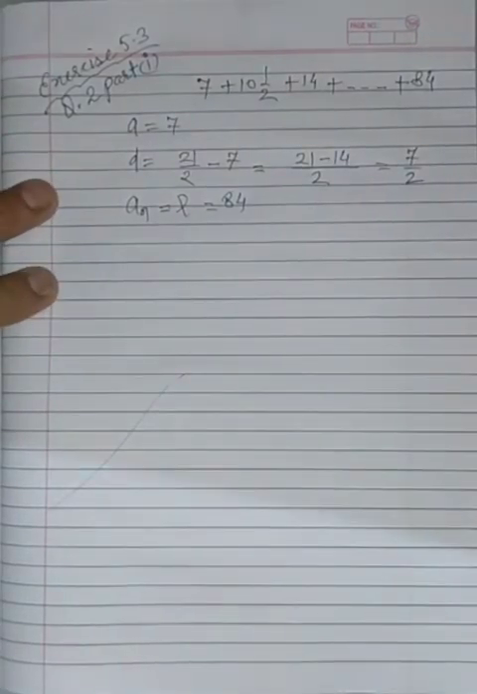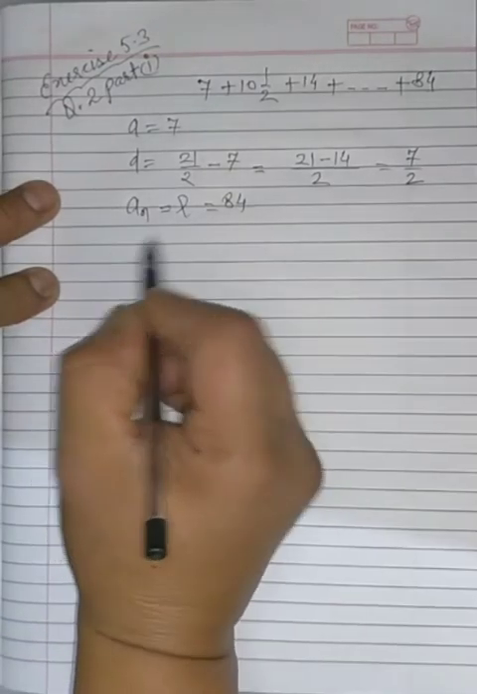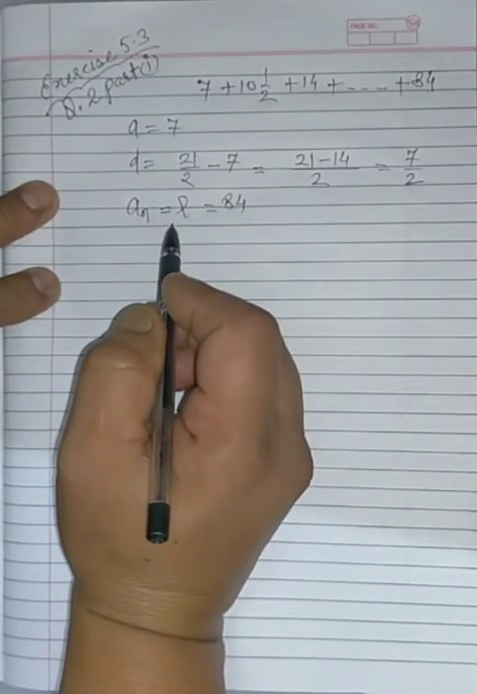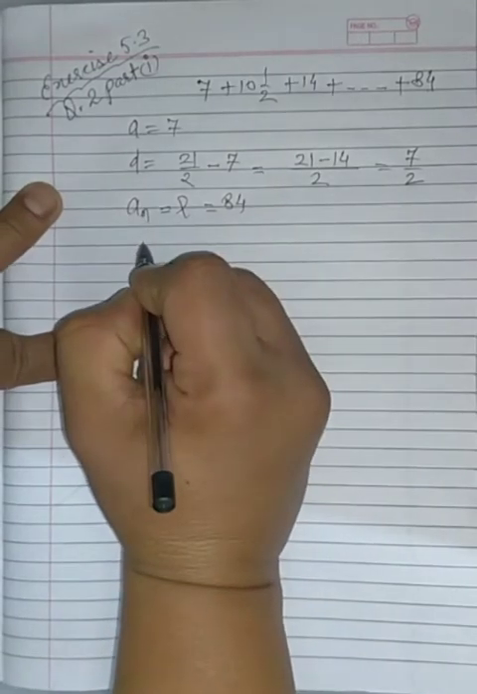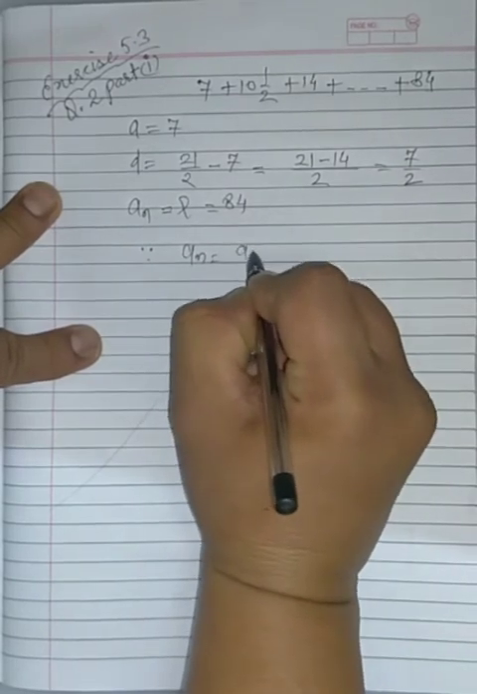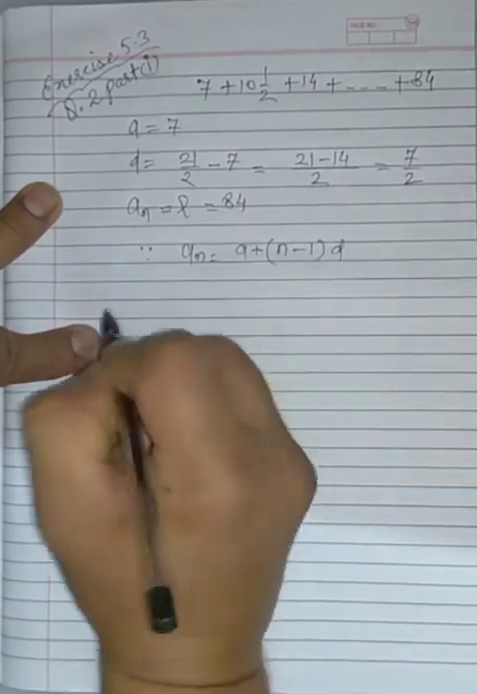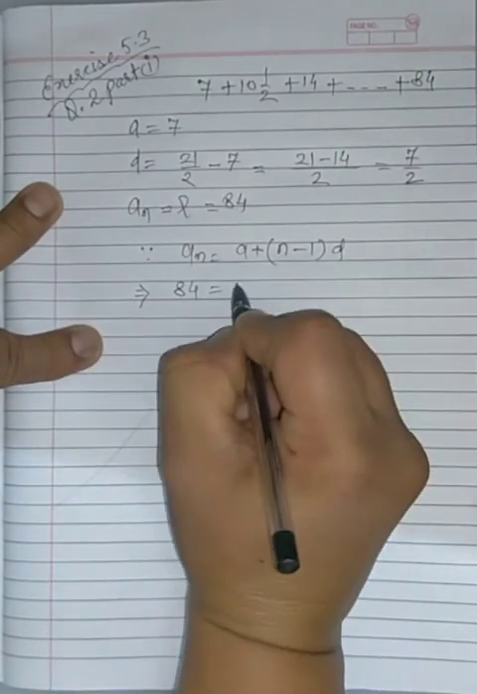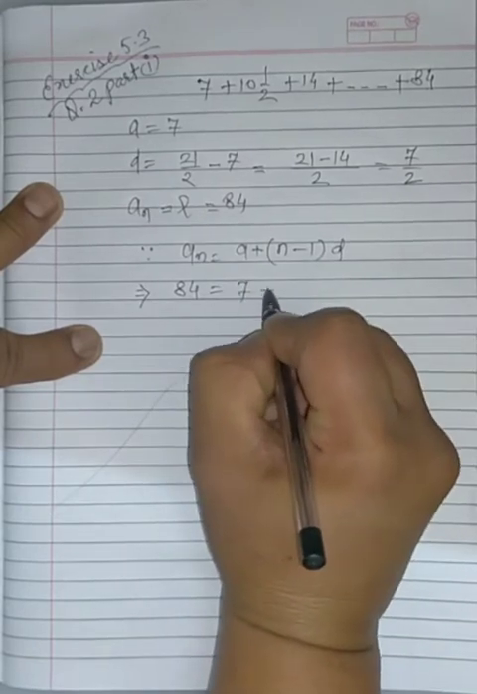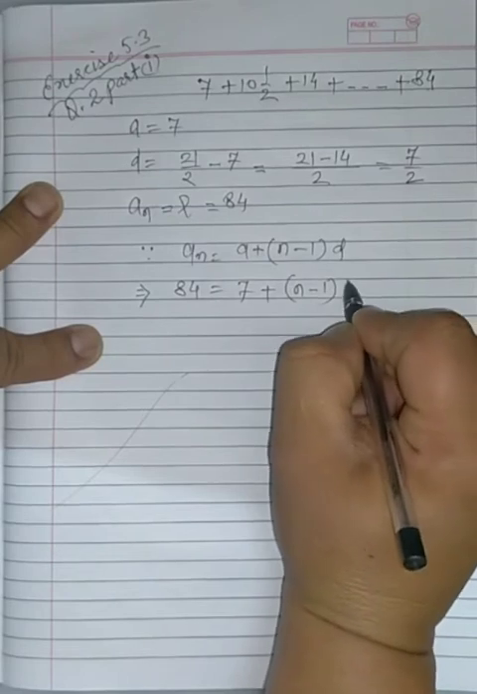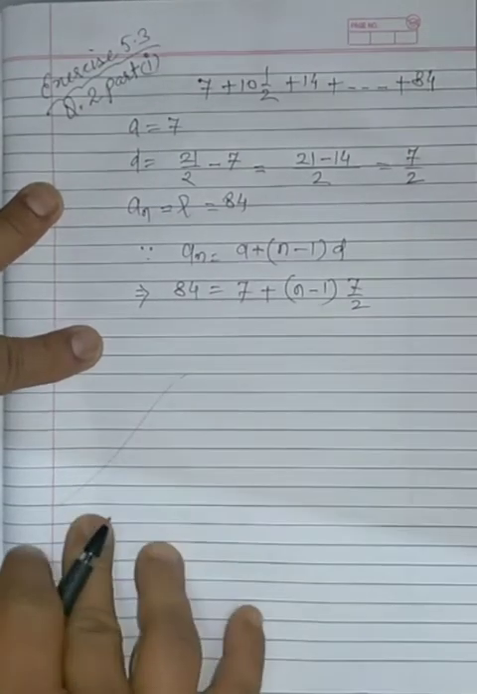Okay. So first of all, we have to find out this value of n. As we know, AN is equal to A plus n minus 1 into D, and AN we are given 84 is equal to A, 7, plus n minus 1 into the value of D, which is 7 upon 2.